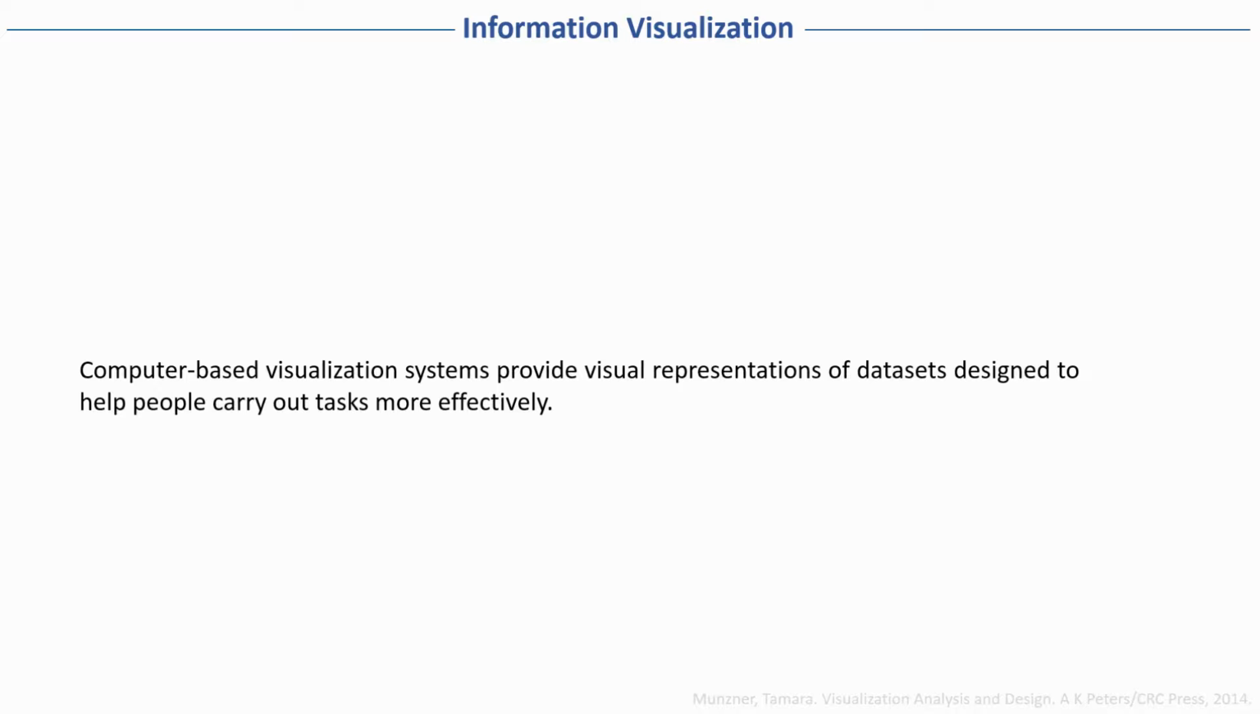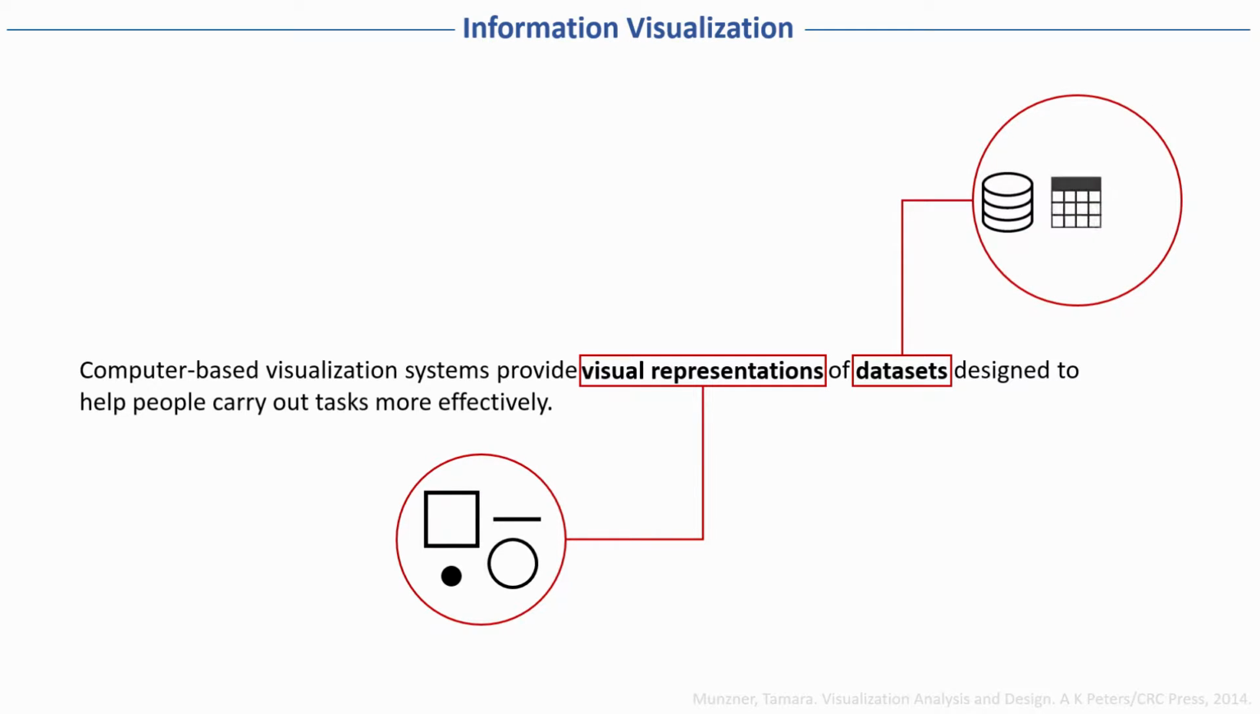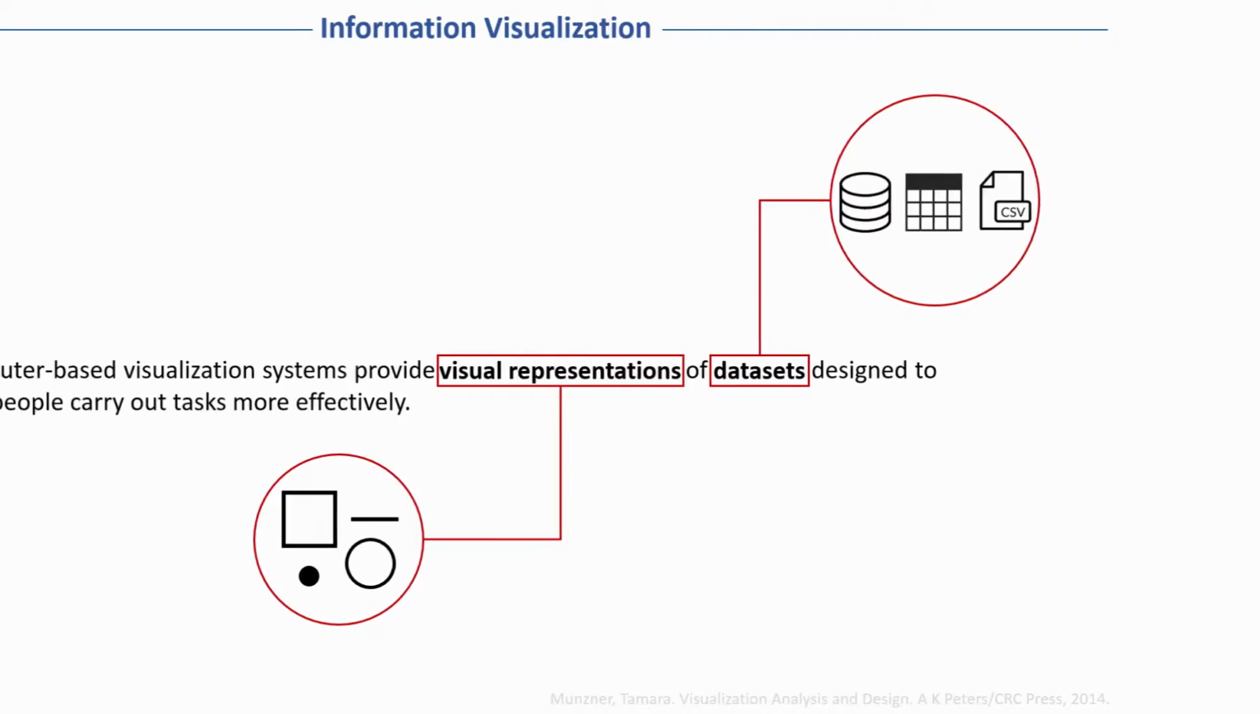This definition contains two concepts that are relevant to this presentation. The first is the idea of visual representations, such as points, lines, squares, or circles. And the second one has to do with datasets, the objects that contain our data. So let's begin with these ones.